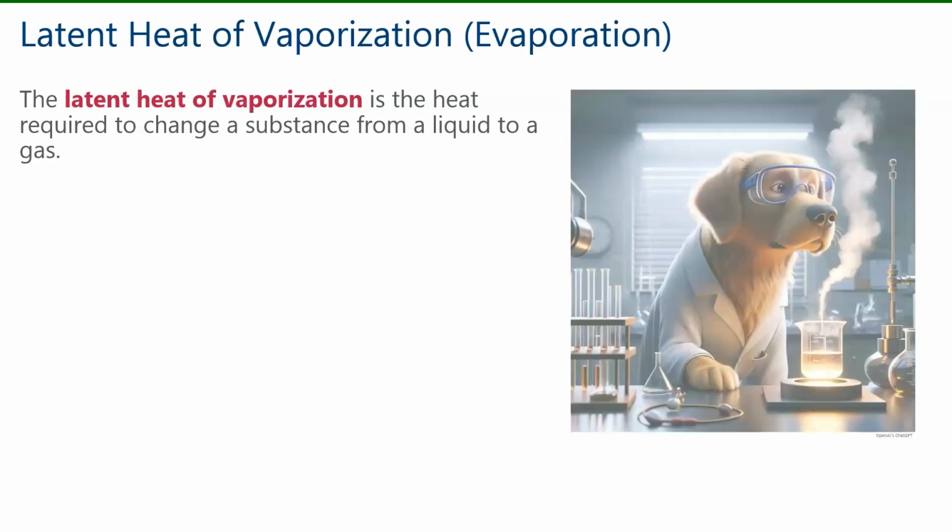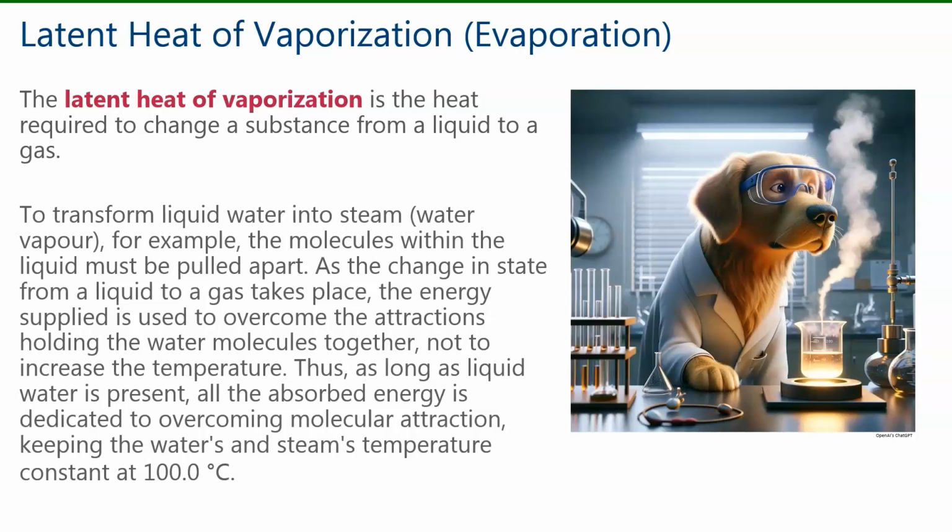The latent heat of vaporization is the heat required to change a substance from a liquid to a gas. To transform liquid water into steam, water vapor for example, the molecules within the liquid must be pulled apart. As the change in state from a liquid to a gas takes place, the energy supplied is used to overcome the attractions holding the water molecules together, not to increase the temperature. Thus, as long as the liquid water is present, all the absorbed energy is dedicated to overcoming molecular attraction, keeping the water and steam's temperature constant at 100.0 degrees Celsius.